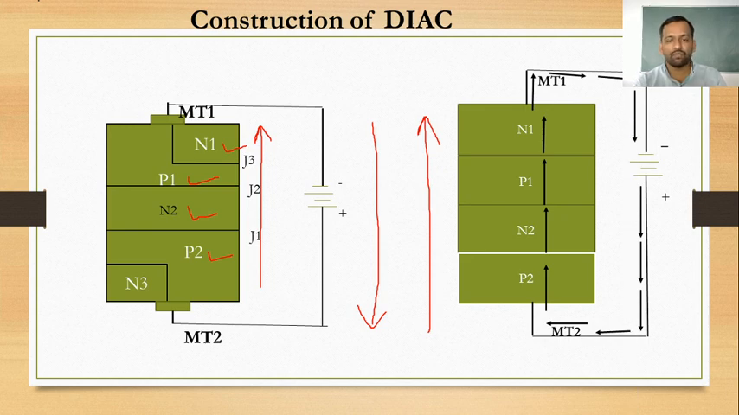When this current flows, junction J2 breaks when a sufficient amount of voltage is provided across the terminals of the DIAC.